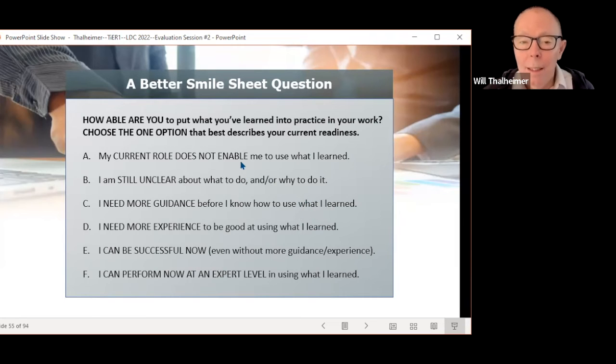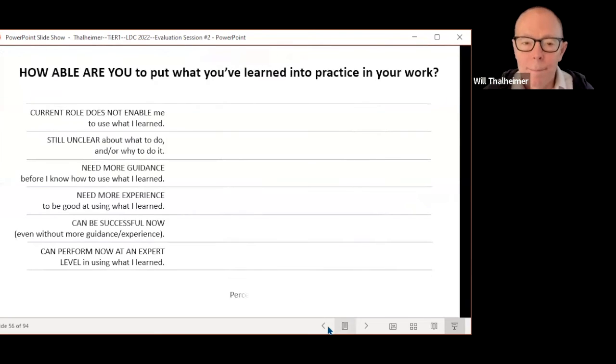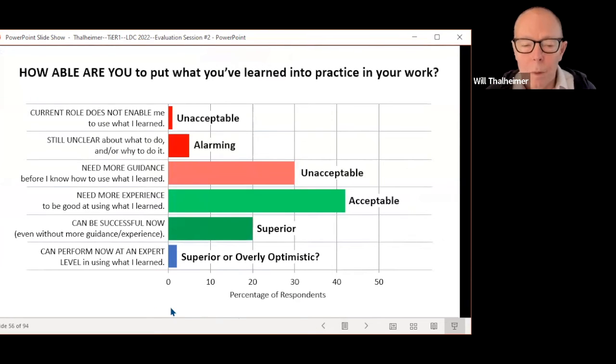And number three, the granularity enables us to have data that is more clear, more powerful than "my course is a 4.1." The data can look something like this. Same question, same answer choices.